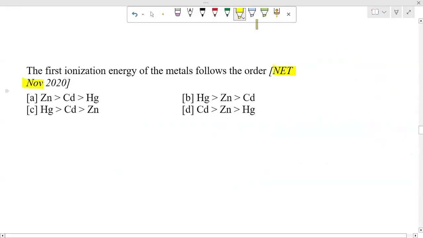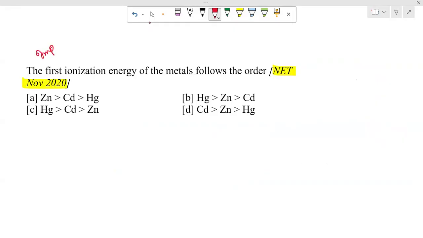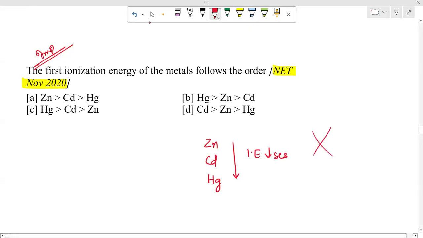Another question asked in November 2020. Mark this as important because it does not follow the general trend. Look at the metals given here: zinc, cadmium, and mercury. This is how they are placed in the periodic table. What we might expect is that as we move down the group, the first ionization energy decreases. This is what we expect, but this trend is not followed here.